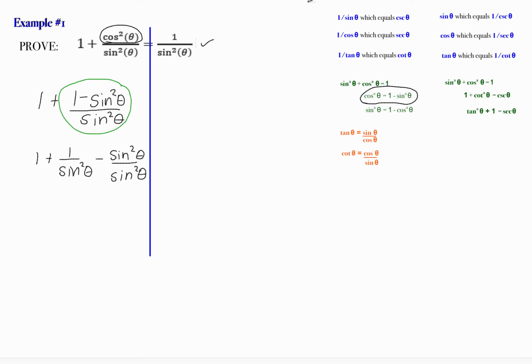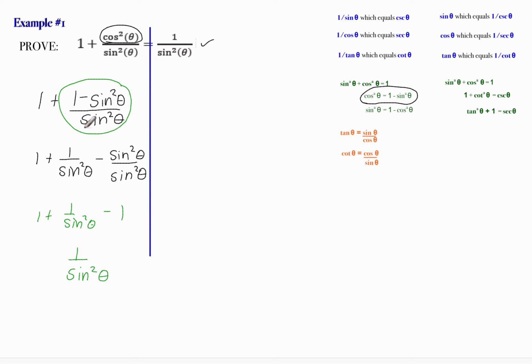You're like, all right, well, what does that do? Well, sine squared over sine squared becomes 1. And then 1 minus 1 becomes 1 over sine squared. And yes, you have to show each step.